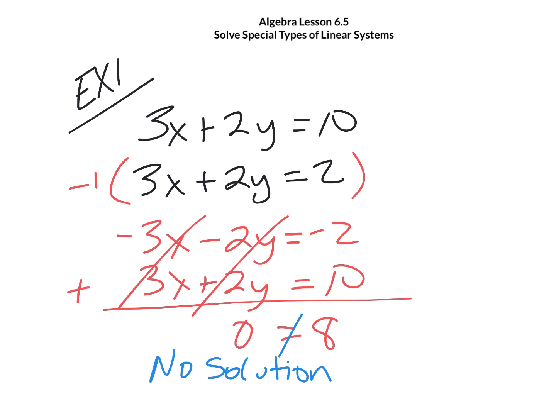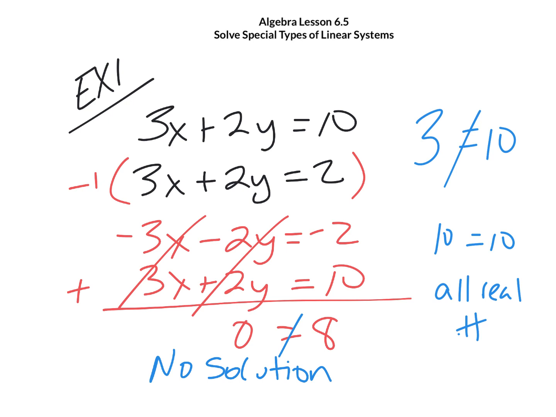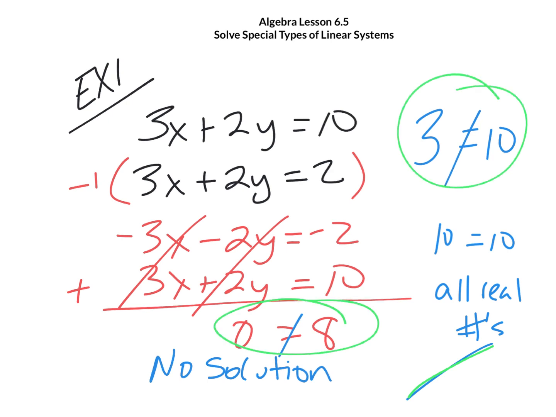When you get something like 0 equals 8, I just put no solution. As long as you come out with something that cannot equal another, like 3 equals 10, it's no solution. If you came out with 10 equals 10, then the answer would be all real numbers, because that means you have a line on top of a line. But if you come out with something that's not plausible, then absolutely, you would say no solution.